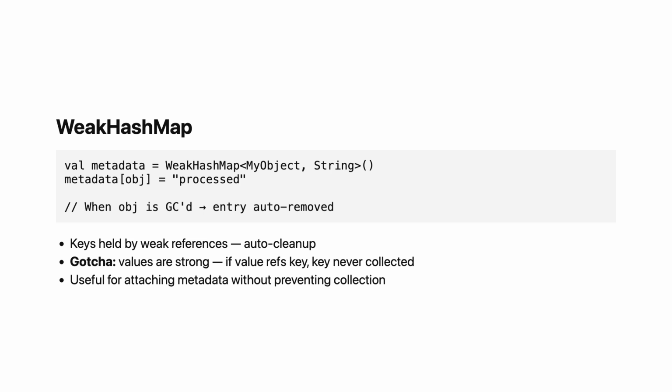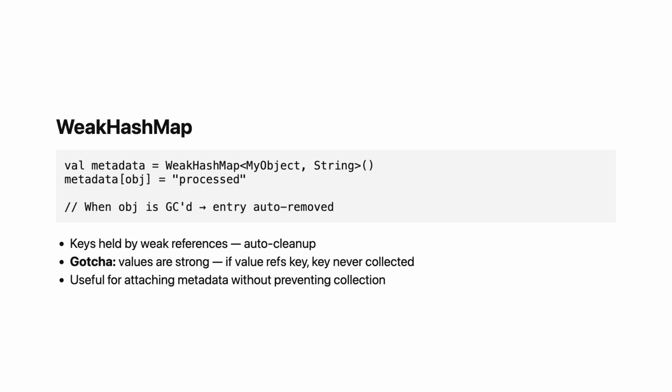For example, you might want to track which objects have been processed by attaching a flag. You store the object as a key in a WeakHashMap with true as the value. As long as the object is alive, the entry exists. When the object is collected, the entry disappears. No manual cleanup needed. But there's a gotcha.